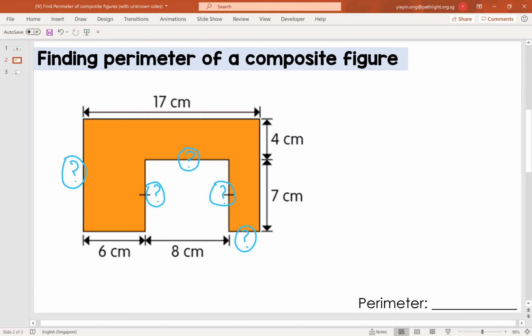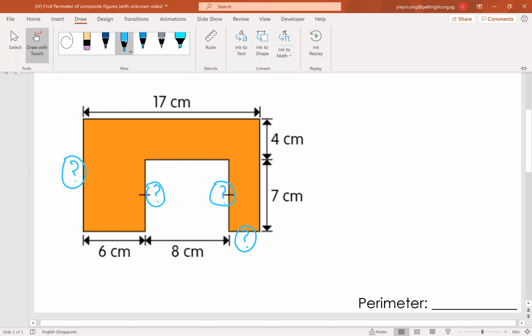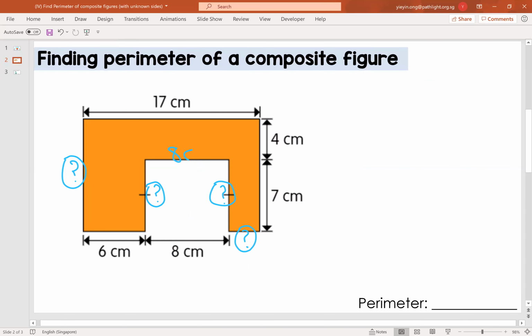Oh, but you can see that the third question mark is actually not a question mark because the length of this side is actually given at the bottom. It is 8 centimeter. So I'm going to erase this question mark because it is not a question mark. It is already a known side, just that we have to look around to find it. So this is 8 centimeter.